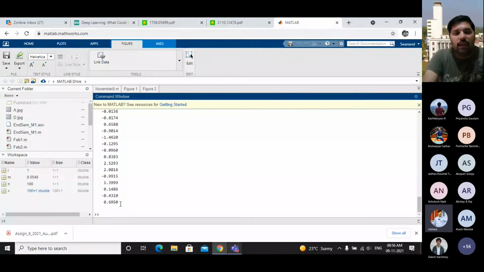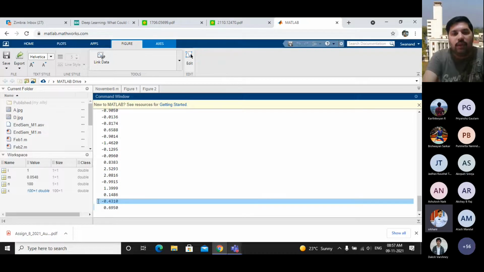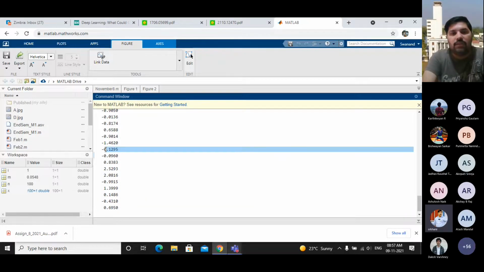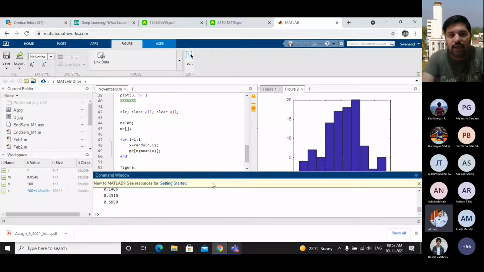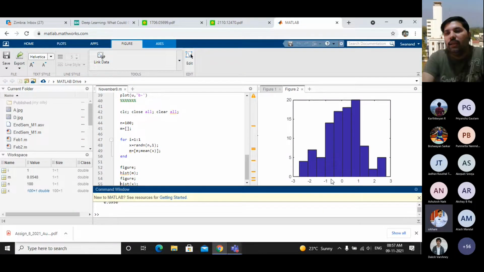So you see different data points here, like 0.6950, minus 0.4310, minus 0.1295. These are different data points, and how many of them are generated? 100. This is the data, or the random sample, that is given to us. This is the realization of 100 independent and identically distributed normal 0, 1 random variables that we are seeing, right? And this I am plotting in a histogram here.